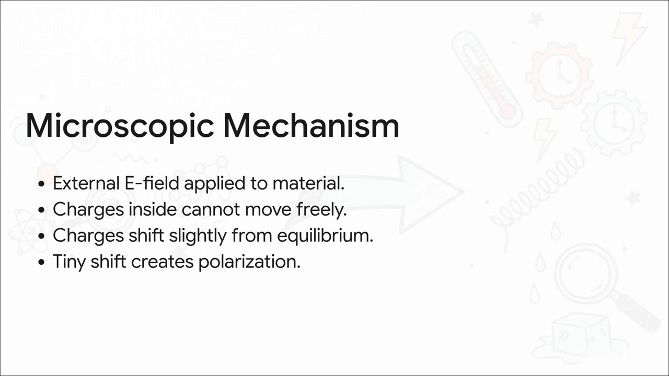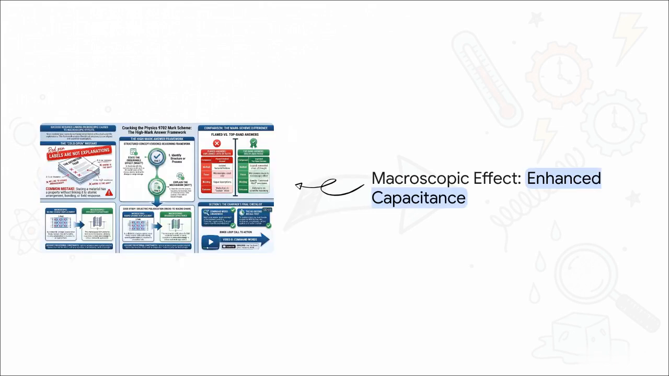By writing out these specific bullet points in your exam, you're locking in those method marks. You are clearly explaining the why before you ever even mention the macroscopic what. Now, following this exact process forward on our visual, let's take that microscopic polarization and follow the arrow directly to the macroscopic effect, enhanced capacitance.